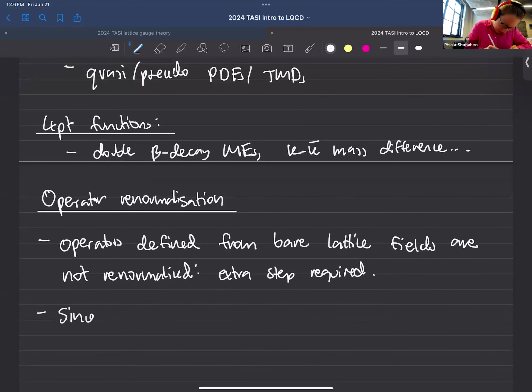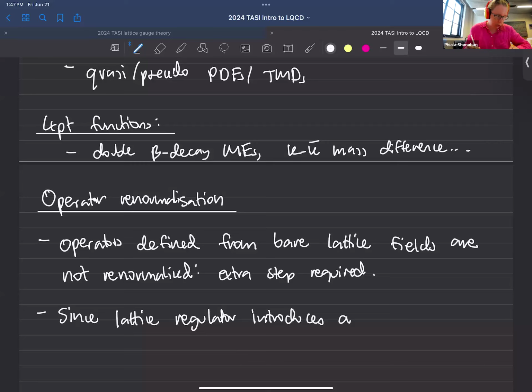So since the lattice regulator introduces a dimensionful scale, it allows for mixing of operators of different dimension.